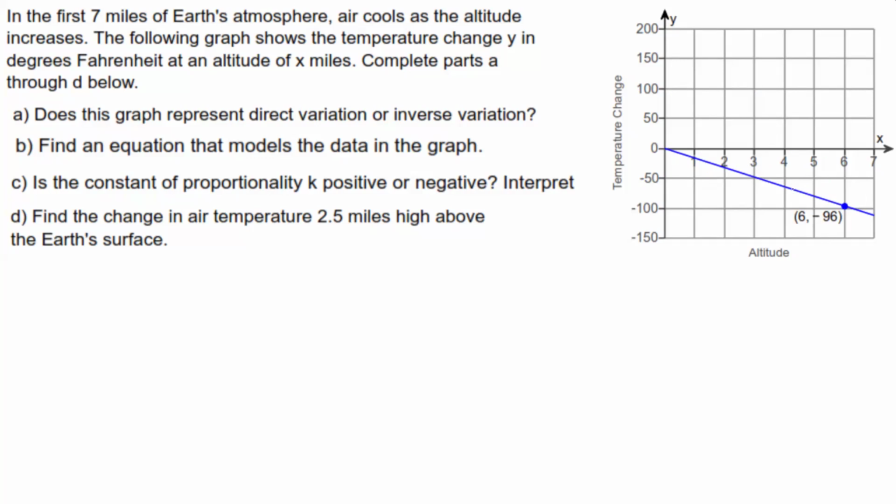Well, that's a pretty straight line, so I would say that's going to be a direct variation in this case. So we'll go ahead and say that. Now, find an equation that models the data in the graph. Well, we've only got 2 points that we really know. It looks like one's at (0, 0), and one's at this point.